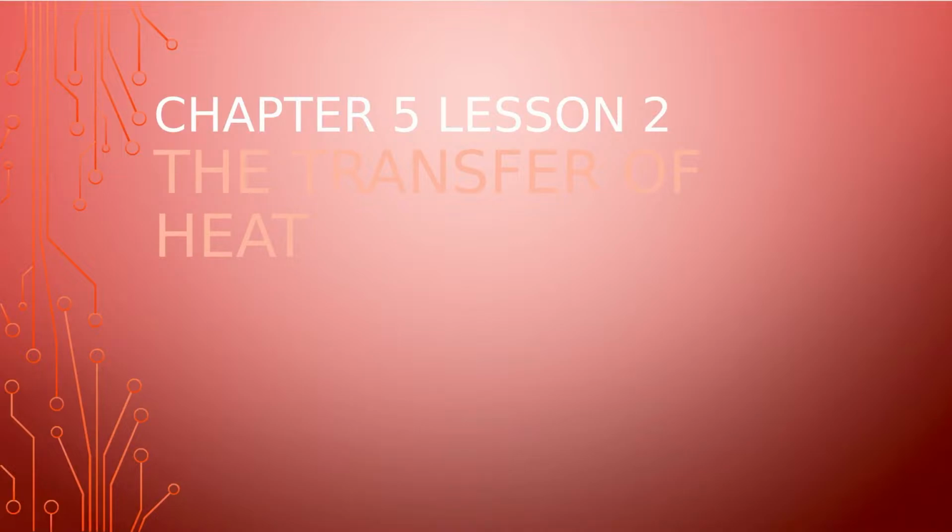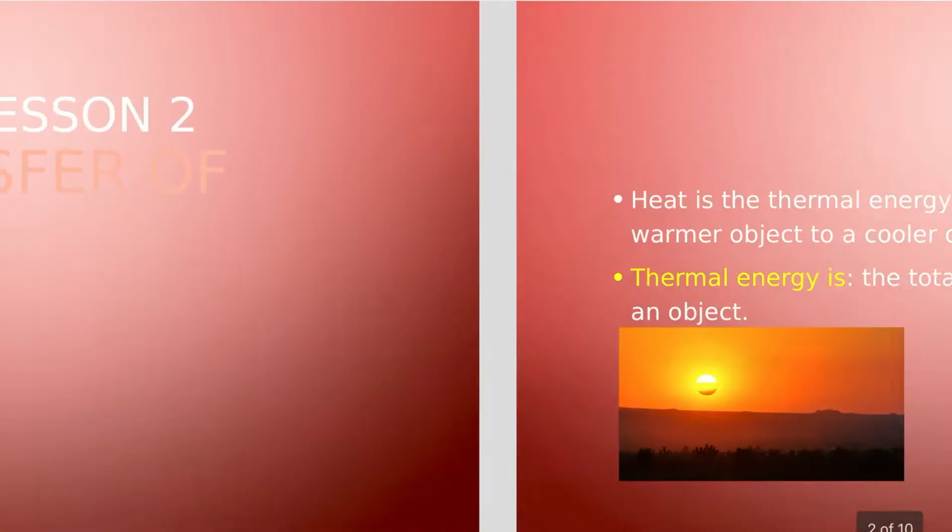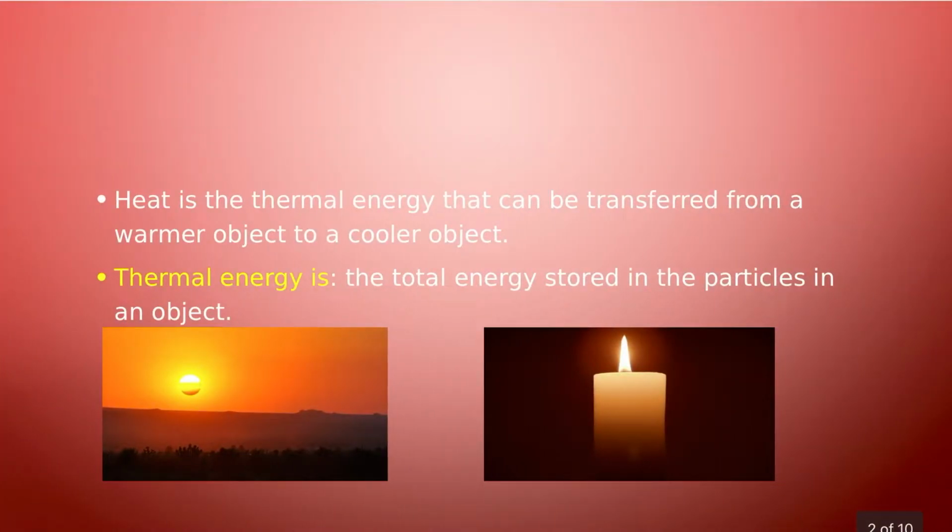This transfer of thermal energy between the particles of an object or even between two objects, whether these two objects are in touch or far away from each other, this is called heat. So heat is the transfer of thermal energy from a warmer object to a cooler object. And thermal energy is the total energy stored in the particles in an object, as we said, as a result of the movement of these particles.